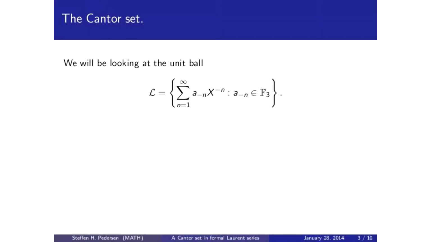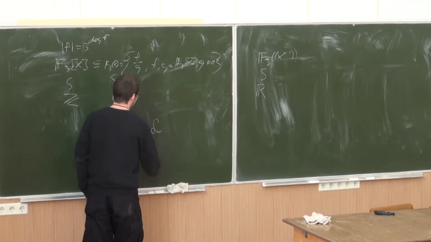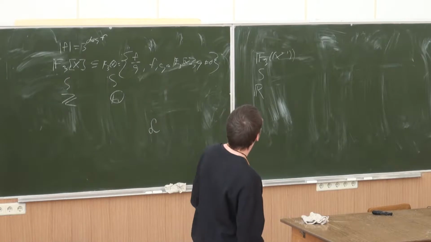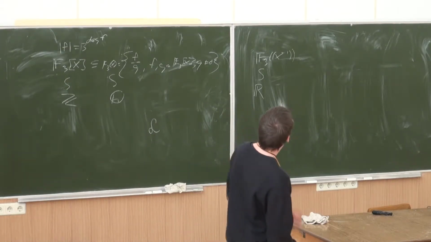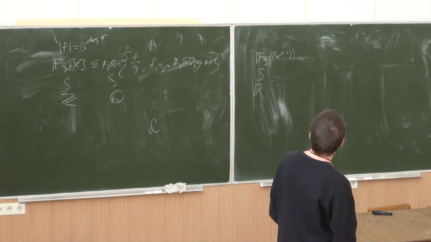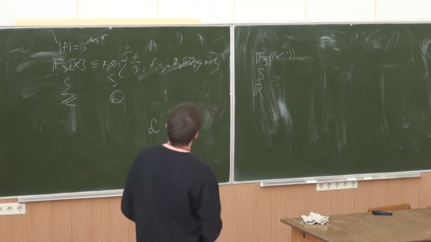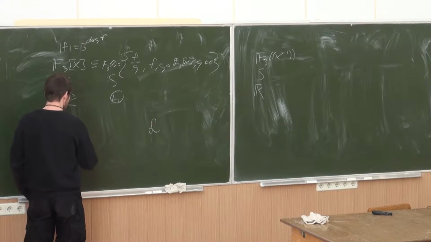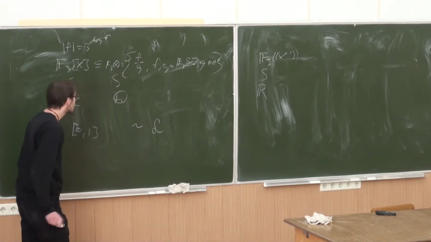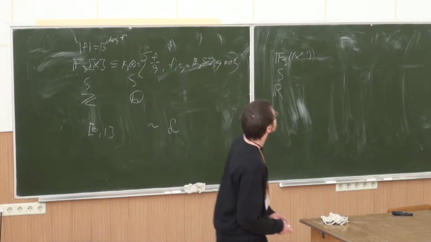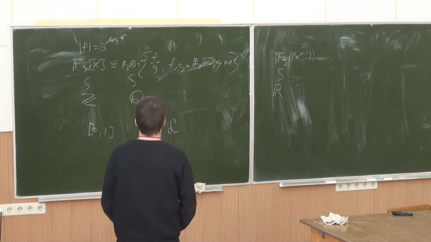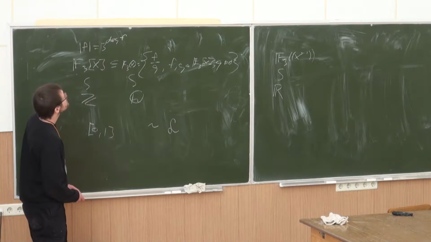So first off, we're going to look at the unit ball. Let's denote that by L. That is where the series are restricted to powers of x inverse from 1 to infinity, with coefficients in F3, and if all the coefficients are 0, then it's the zero element. So that is going to correspond to taking the unit interval in the real line. You can see that if we took x to be 3 and just evaluated normally, we would get the elements of the unit interval written in base 3.